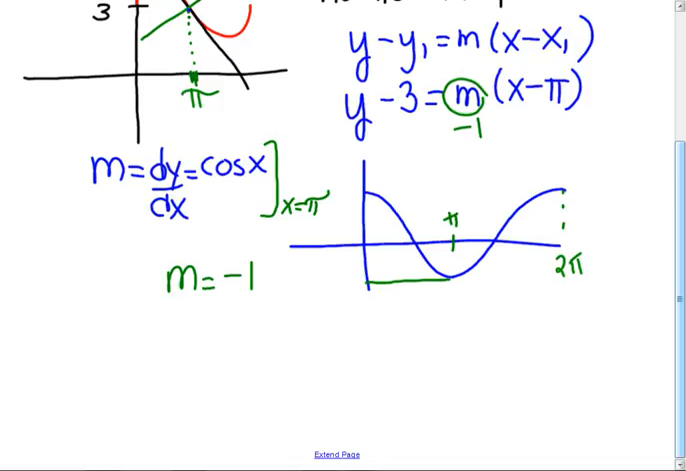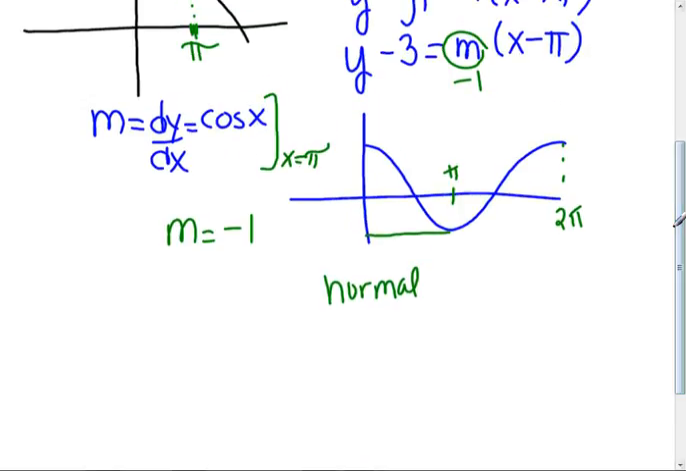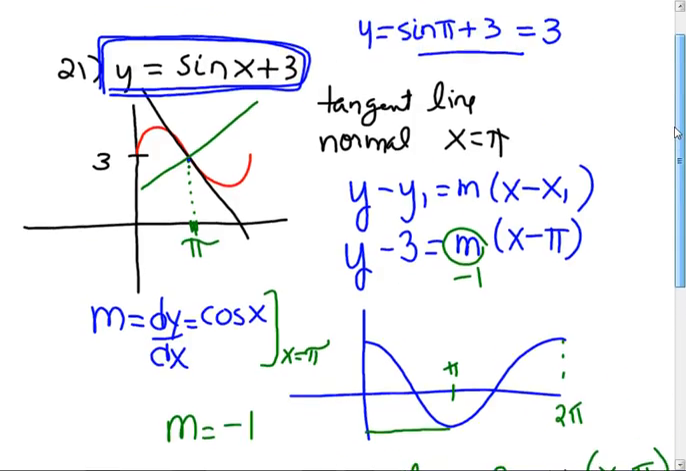So now what is the normal line? It's just the perpendicular of that. So it's y minus 3 equals, what's the perpendicular slope for this one? +1, the opposite reciprocal, times x minus pi. Leave it like that. Because they told me to, they said at x equals pi. They could have done it anywhere.